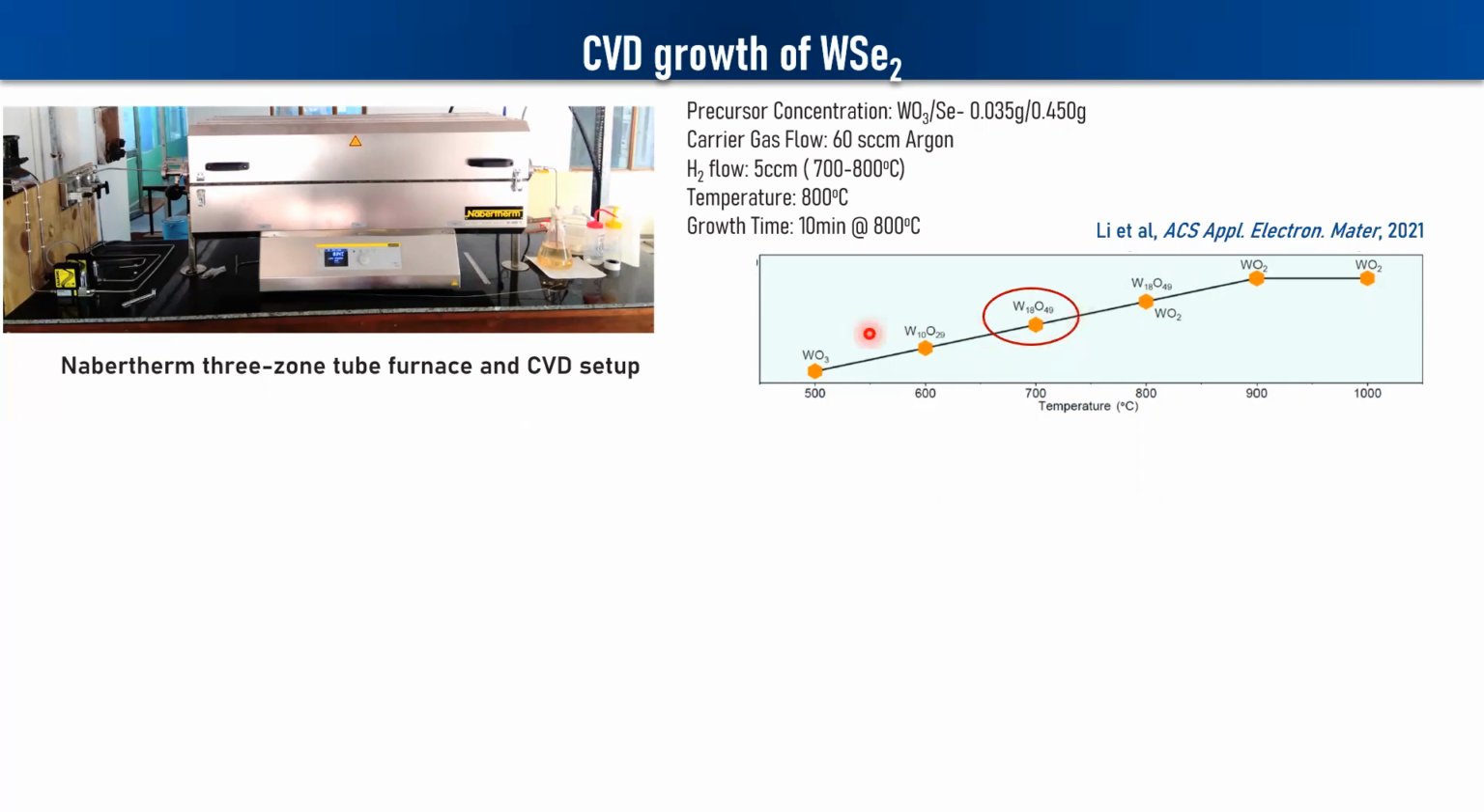So what you see here is basically how your tungsten trioxide, which is the tungsten precursor for the growth of WSe2, can go through different oxide conversions as a function of temperature. We are flowing some hydrogen in the system. Even if we don't flow hydrogen, with increase in temperature, you can see that WO3 goes to WO2.